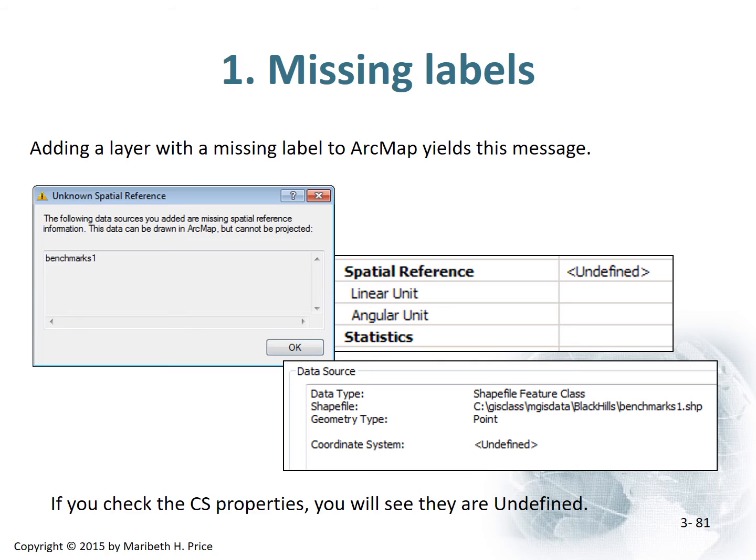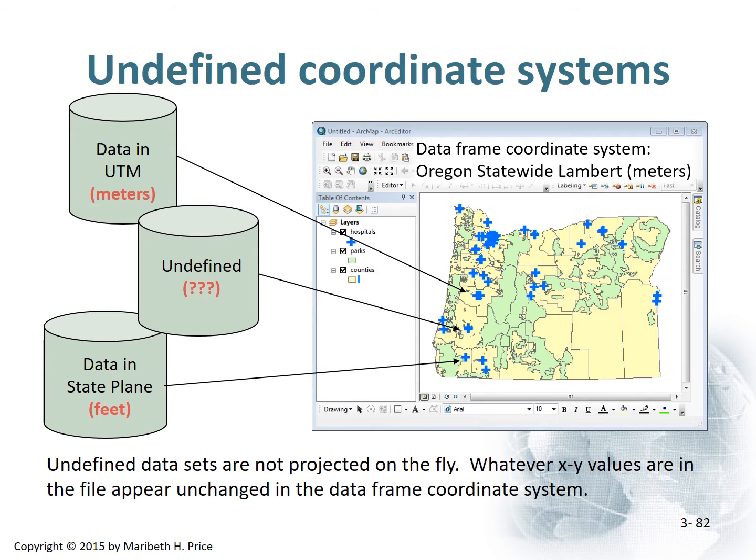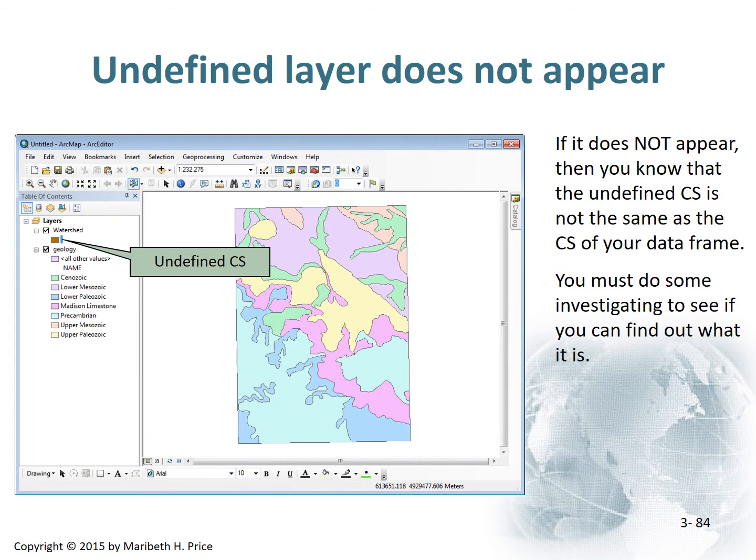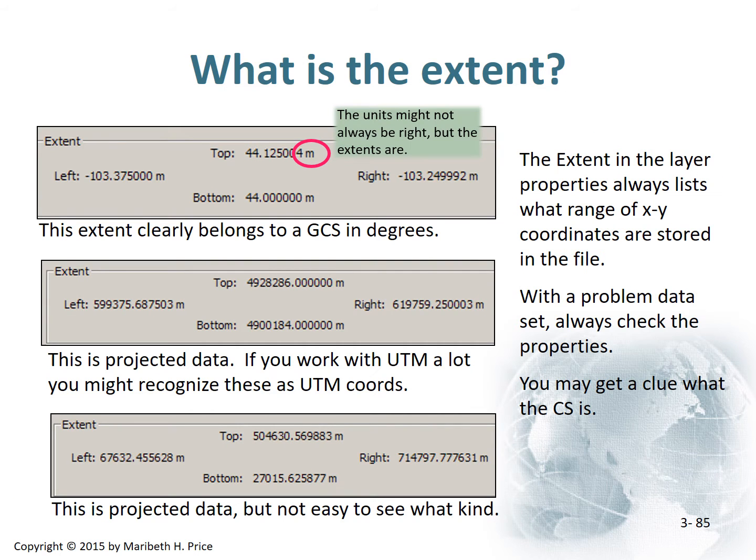If something's missing, you simply add that in. If you don't know what it is, you use process of elimination and multiple choices to keep working through options until things are displayed the way they're supposed to be. If it's undefined, that's how you fix it. If it displays correctly, it's probably in the same coordinate system as your other data. If it doesn't appear at all, then you have to define the coordinate system somehow. You can look at the extent to get some idea of what that might be based on the numbers.